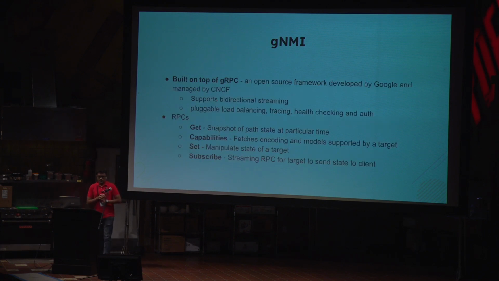As I said, it's built on top of gRPC, so you get all the nice benefits of gRPC like bidirectional streaming, health checking, authentication, and pluggable load balancing. But the most important thing here is the set of RPCs that it provides. For the purpose of monitoring, the RPCs that are of interest are Capabilities and Subscribe. Capabilities basically tells the collector what kind of encodings and models are supported by the device. Subscribe is a streaming RPC to send data to the collector. The other two RPCs, Get and Set, are used to retrieve and manipulate the state respectively.